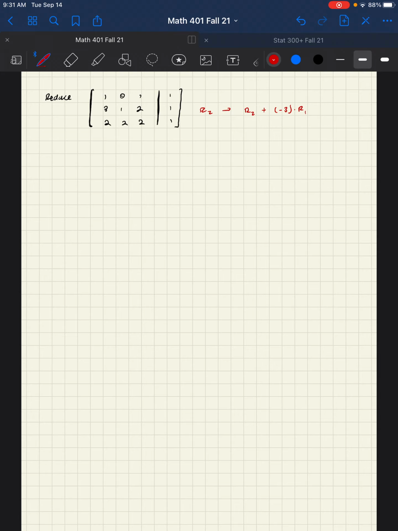Okay, what does that mean? So every number or element in row 1, I'm going to multiply by -3 and add it to row 2. So what does that row look like?